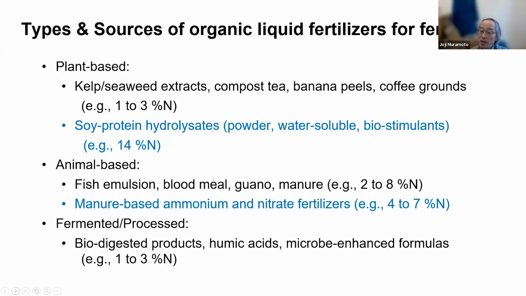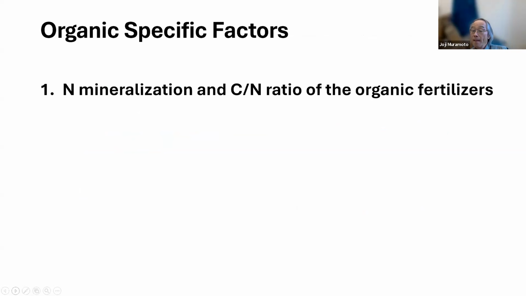And the last type is fermented processed organic liquid fertilizer. Biodigested product, humic acid, micro enhanced formulas, and so forth. Those themselves are relatively low in nitrogen content. And then when you use those kinds of organic fertilizers for fertigation, there are two important factors to consider. The first one is the nitrogen mineralization and C:N ratio of the organic fertilizers.